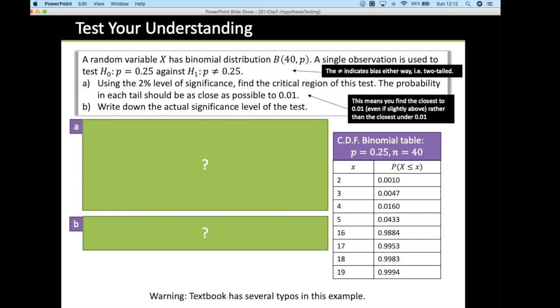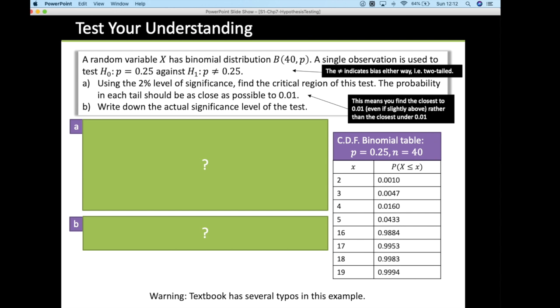So we'll have a go at this question together. A random variable x has a binomial distribution of 40, p, which means that I'm doing the test 40 times. A single observation is used with a hypothesis H0: p is 0.25 and an alternate hypothesis that the probability is not 0.25. Using a significance level of 2%, find the critical region for this test. The probability in each tail should be the closest to 0.01.